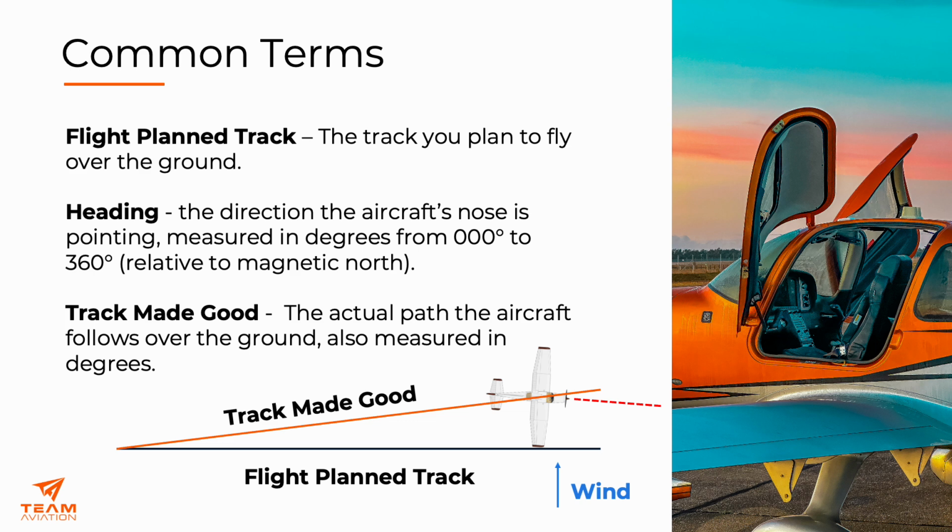Remember, your flight plan track is what you intend to fly, your heading is where your nose is pointing, and your track made good is where you actually end up flying. Correcting for wind is a key part of navigation.